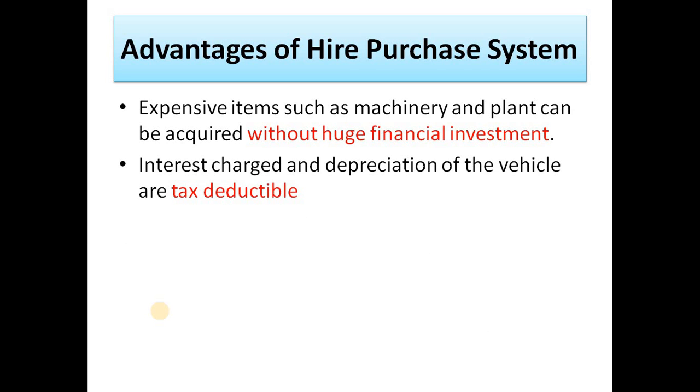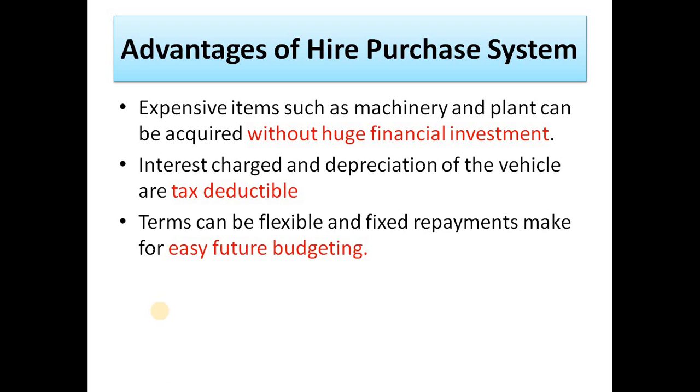Then the interest charge and depreciation of the asset are tax deductible. It means the hire buyer can show the interest charge and the depreciation of that particular asset on the debit side of his profit and loss account. So that is tax deductible.